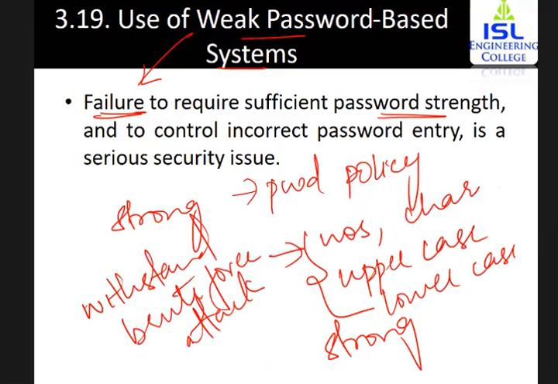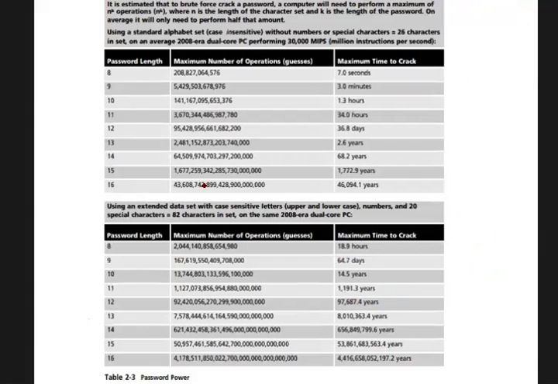And the next slide shows the protection for each password. Now within this, if your password length is 8, the maximum number of guesses that can be performed are these many, and the time to crack the password is 7 seconds. If the password length is 16, it might take 46,094.1 years to crack your password. Now this is an estimate for the brute force attack using the standard alphabet set with numbers or special characters.